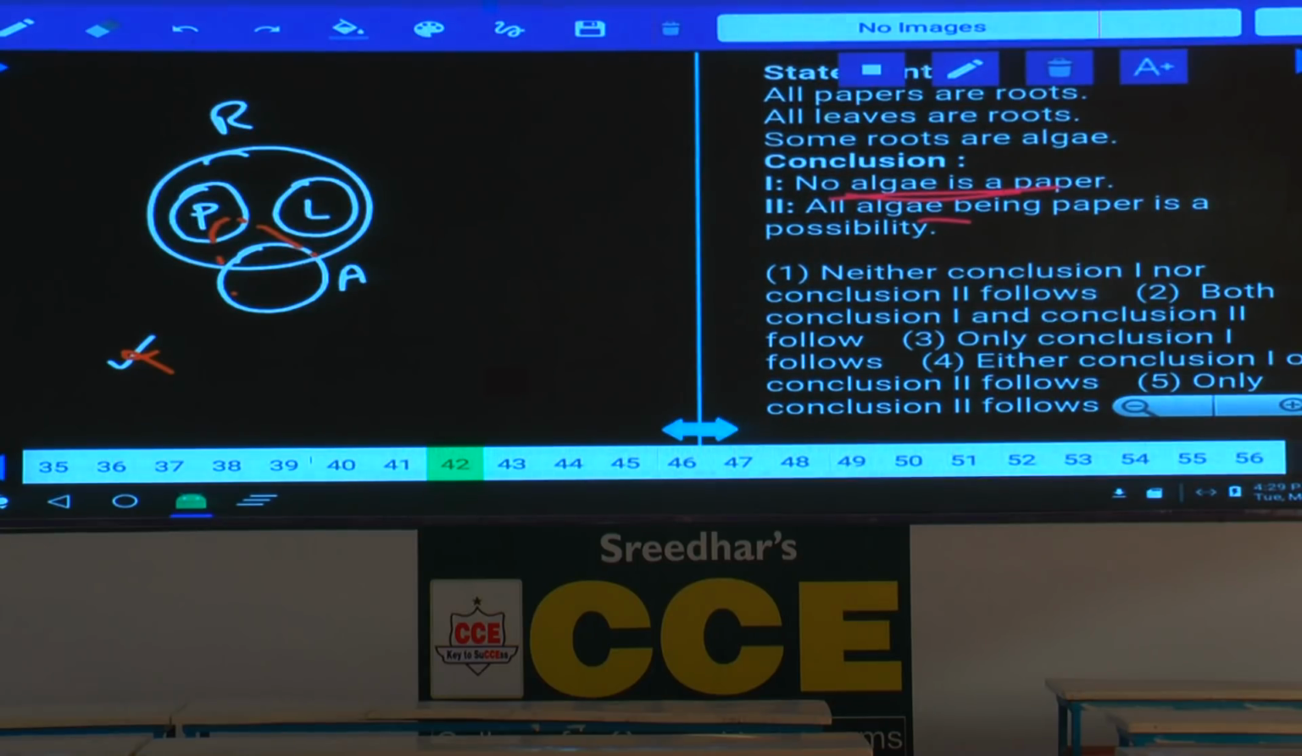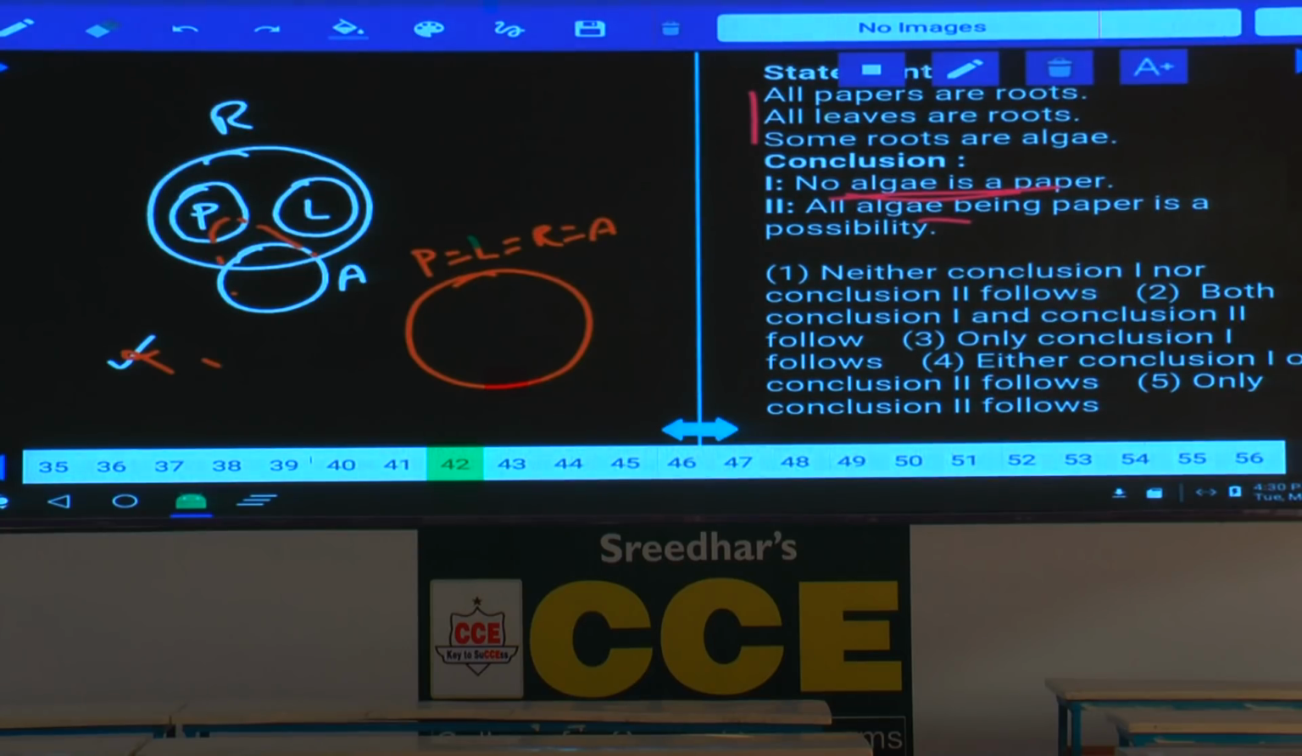All algae or paper is a possibility. All algae or paper is a possibility means, as all the statements are affirmative, earlier for possibility we have discussed one diagram. What is the diagram? The common or universal diagram. That means paper equals to this, leaf equals to this, root equals to algae.